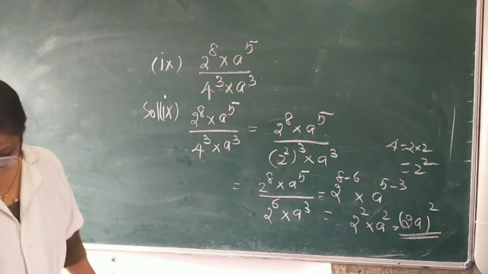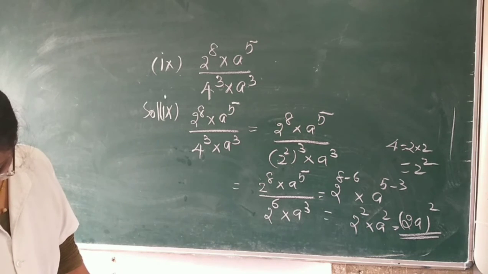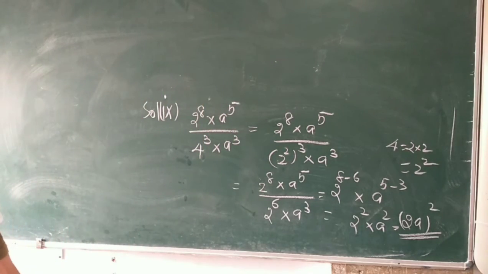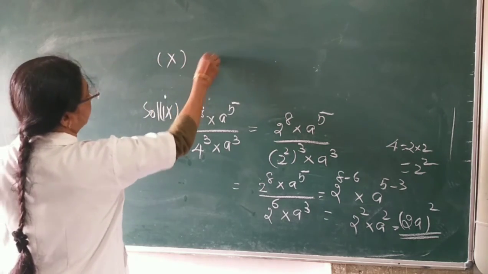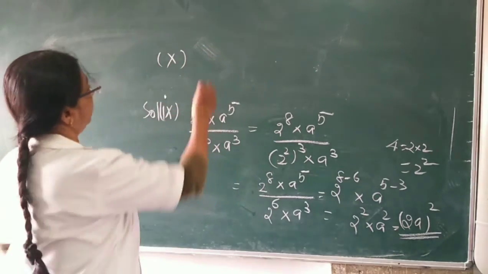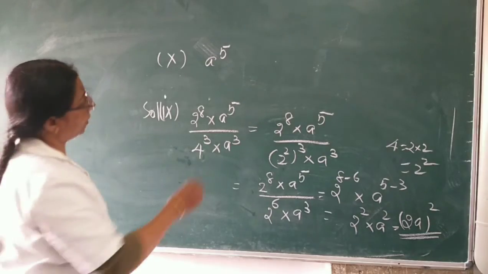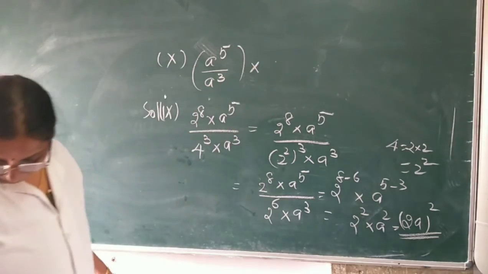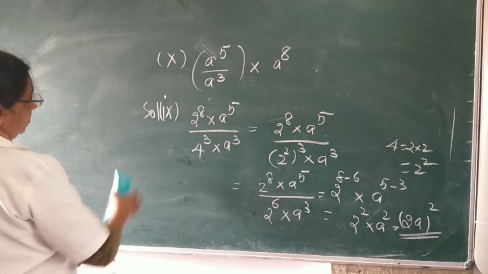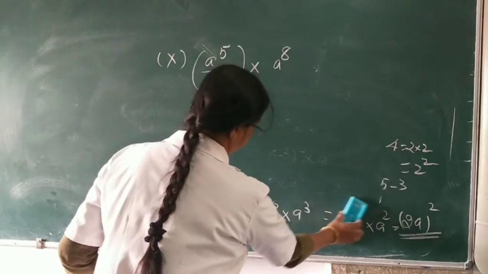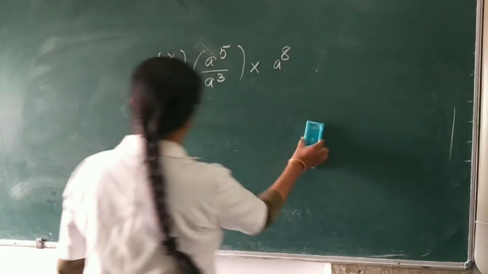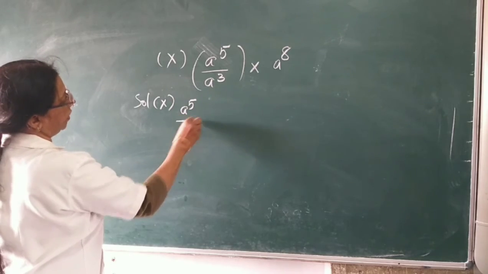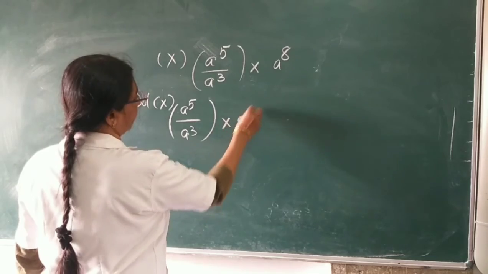Then 10th question. a raised to 5 divided by a raised to 3 into a raised to 8.